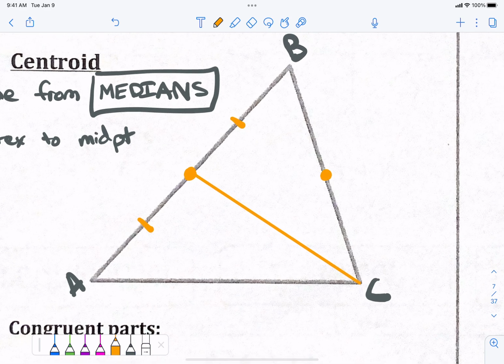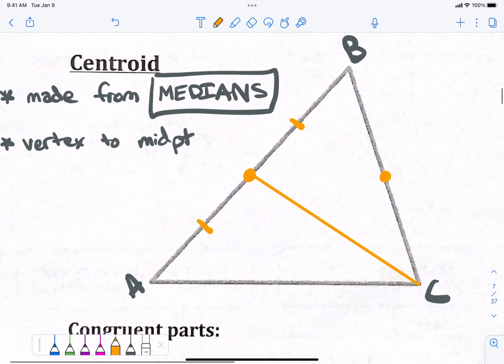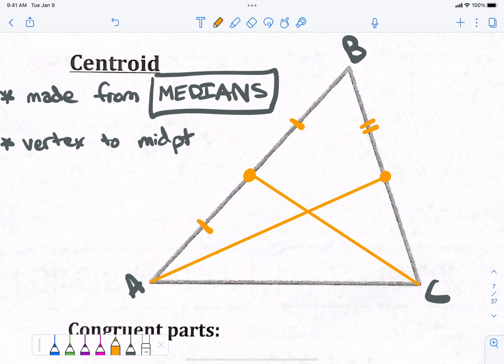Made from medians. These lines that we're drawing are all called medians. The vertex to the midpoint is the median. Okay, I'm going to put 2 tick marks here. Are they supposed to meet? They are supposed to meet. They should kind of meet. Okay, 3 tick marks on the bottom side.